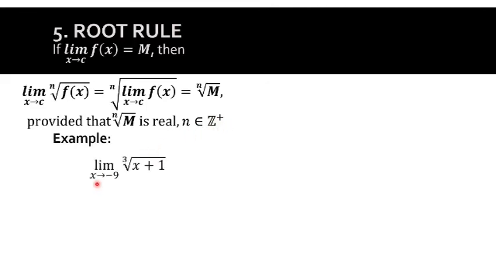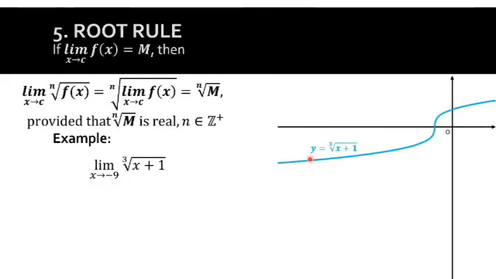Example, find the limit of the cube root of x plus 1 as x approaches negative 9. We can graph this like this. So y is equal to the cube root of x plus 1. So it is the graph of y is equal to cube root of x shifted to the left by 1 unit. So we will find the limit of the function as x approaches negative 9.